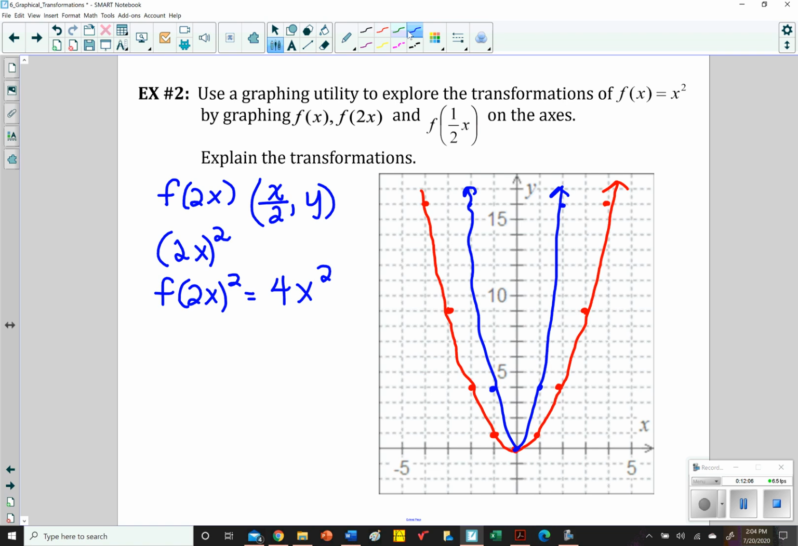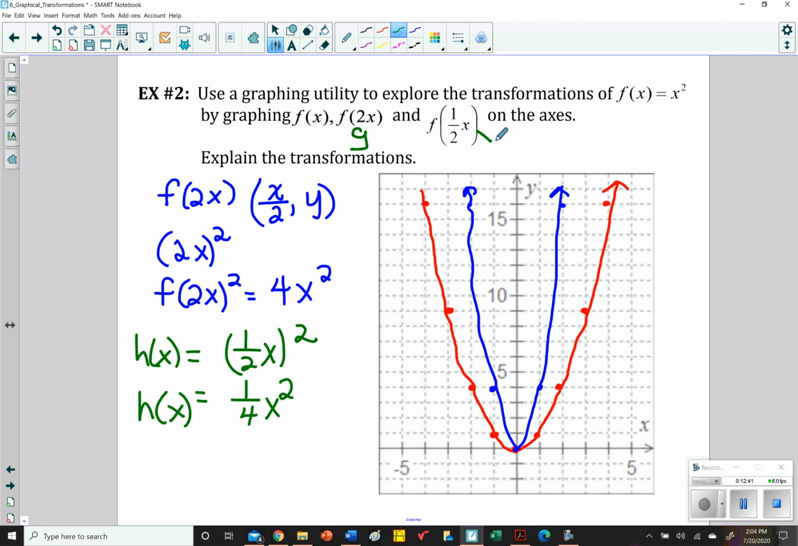And then in green, we'll do the other one, the half x. So the h of x is 1/2 x. So h of x is 1/2 of x squared. So that's a horizontal shrink factor. Simplifying, you have 1/4 x squared for h of x. I'm going to call this one g of x, and this one I'm calling h of x.